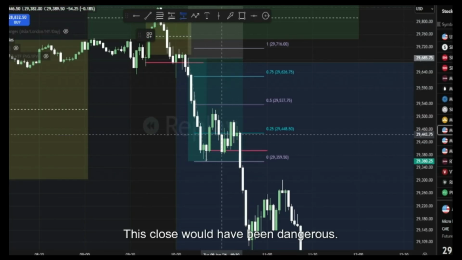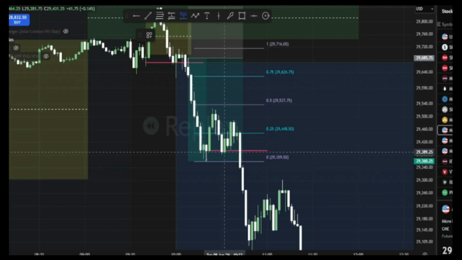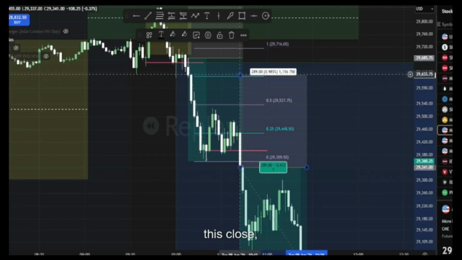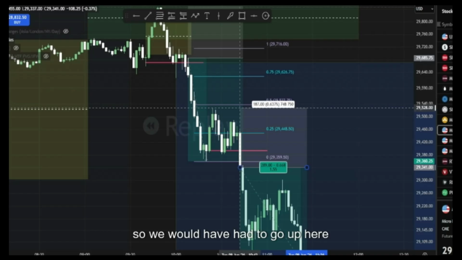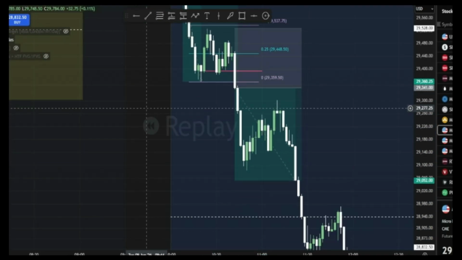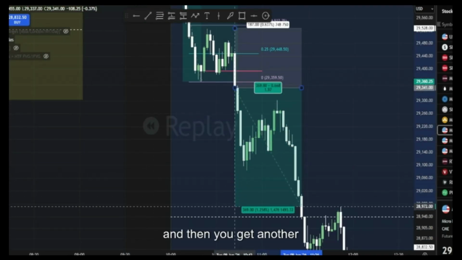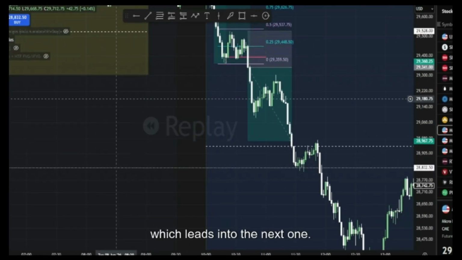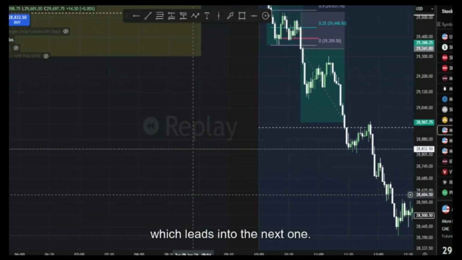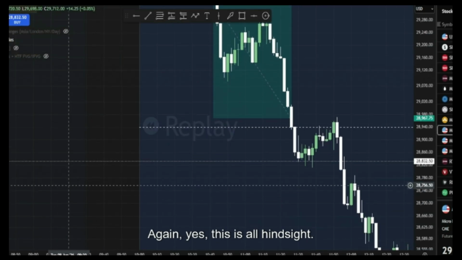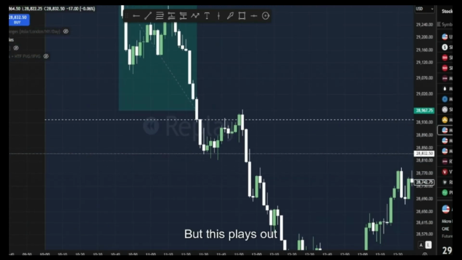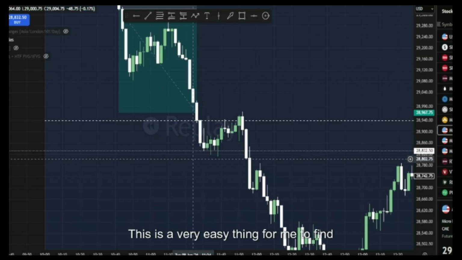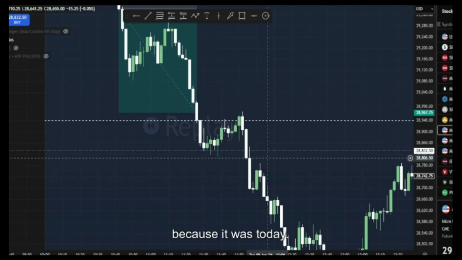This close would have been dangerous. I would have wanted to see this close. So we would have had to go up here. And then you get another easy 2R, which leads into the next one. Again, yes, this is all hindsight, but this plays out constantly. In fact, this was just today. This is a very easy thing for me to find because it was today.